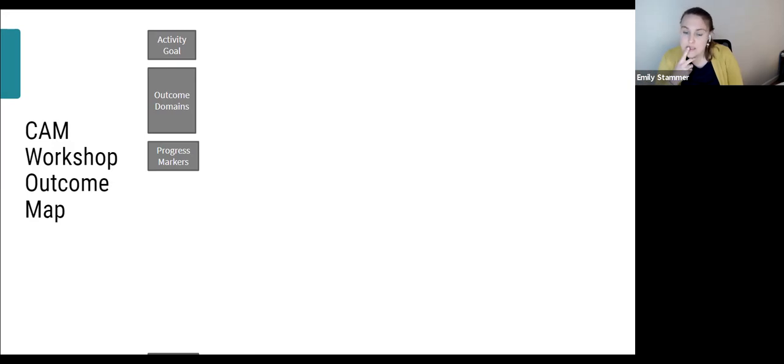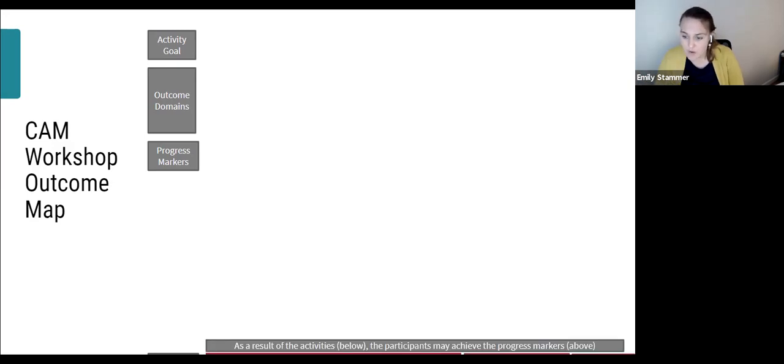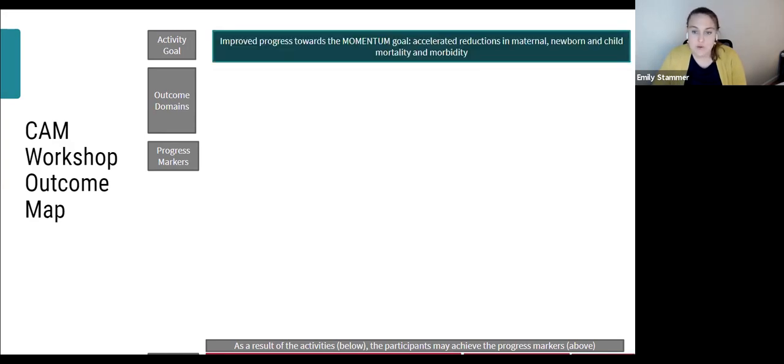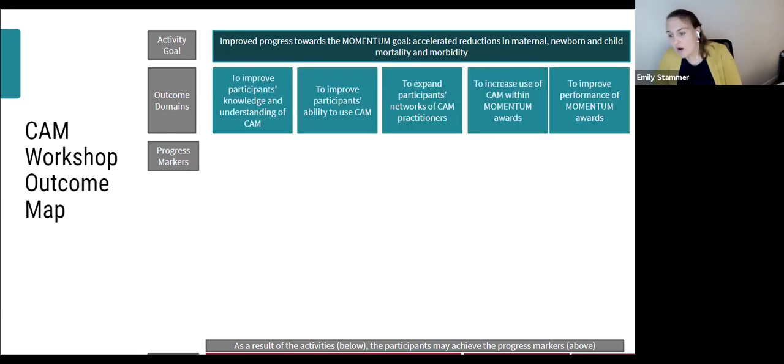Okay, so next, Sammy. What I have down there is the activities are a virtual workshop with didactic and interactive components, a resource collection, and ongoing TA. Okay, so next, our activity goal is improved progress toward the momentum goal. All right, so next. Okay, so these are our outcome domains.